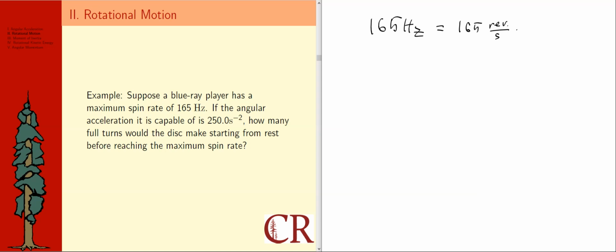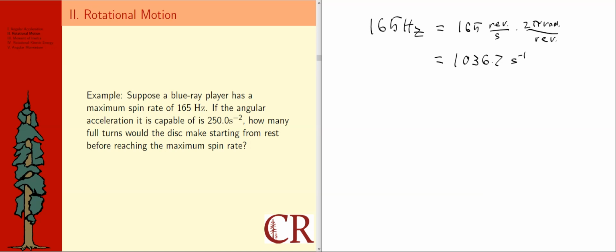There's really 2 pi radians in one full turn. In other words, there's 2 pi radians per revolution. So I need to take that 165, multiply by 2 pi, and that should be an angular velocity. I get 1036.7, I always want to keep a few extra sig figs, and this is really radians per second, which I'm going to just switch to an inverse second.